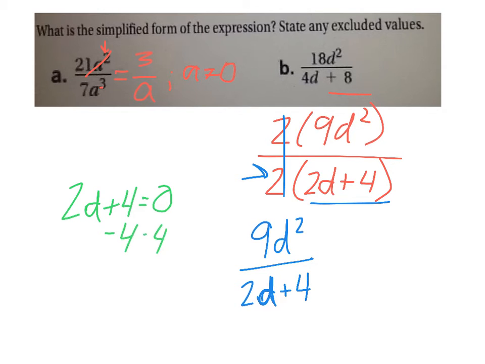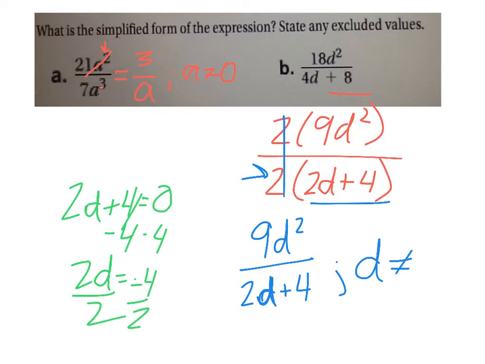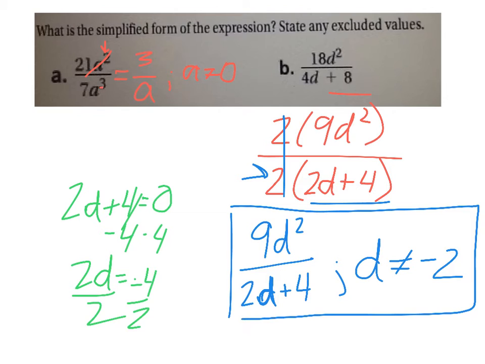We're going to subtract 4 on both sides, giving us 2d equals negative 4. Final step, divide by 2. So we need to include in our final answer that d cannot equal negative 2. Because if it did, even going back to the top problem, 4 times negative 2 is negative 8. Negative 8 plus 8 gives you 0, and we cannot have that. So that would be our final answer on that one.